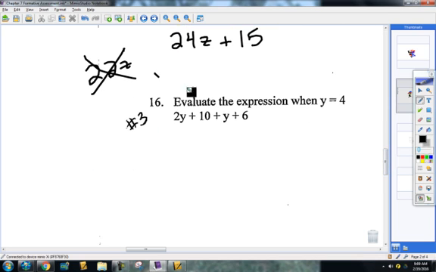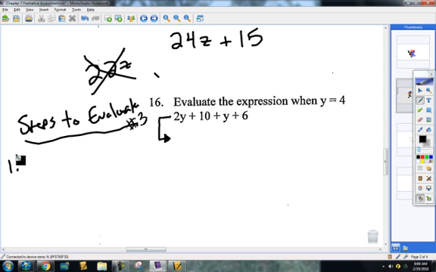Okay. Number 16. Do you think I'm going to be picky about this? Yes, I am. What is the first step to evaluating every algebraic expression? You may want to write steps to evaluate. What is step number 1? The very most important step: turn into a numeric expression.